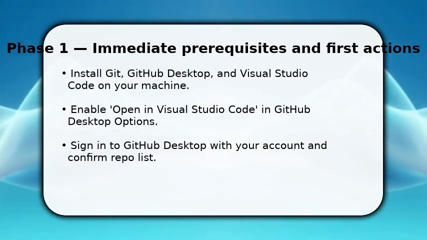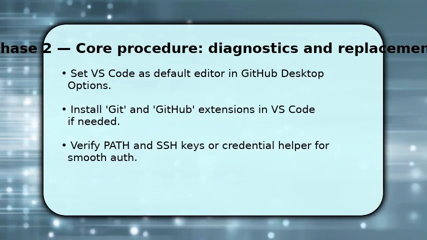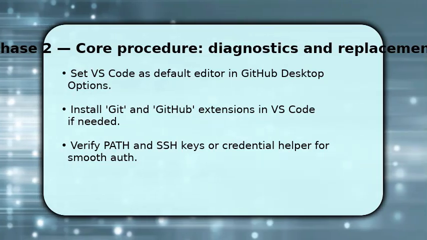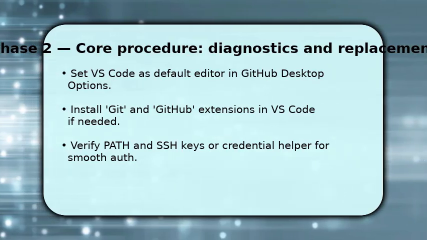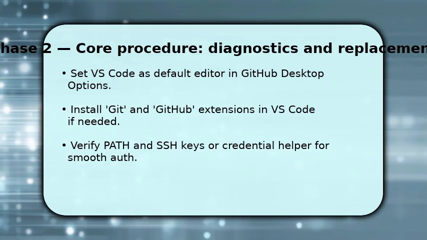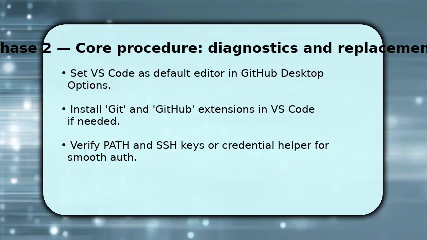You will now configure the integration and handle the complex middle steps. In GitHub Desktop, choose Repository, right arrow, Open in Visual Studio Code, or set VSCode as the default editor in Options. This writes the connector.